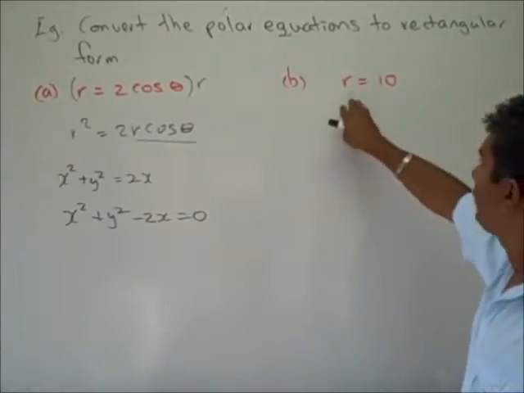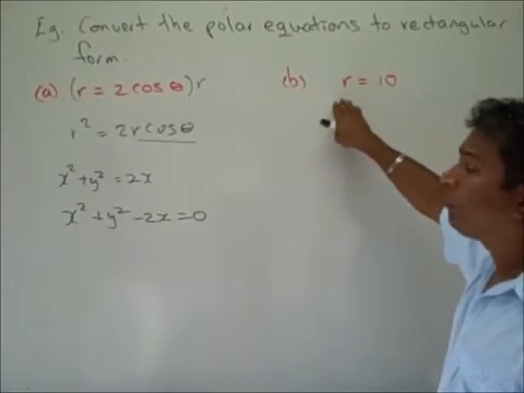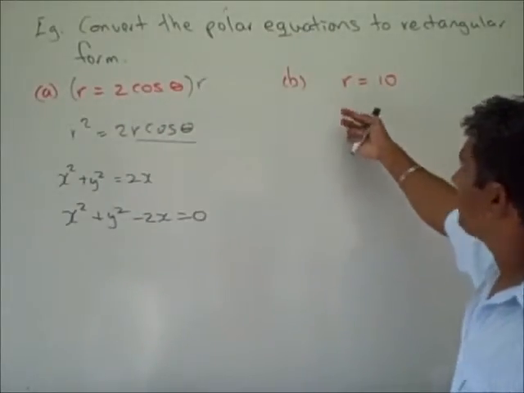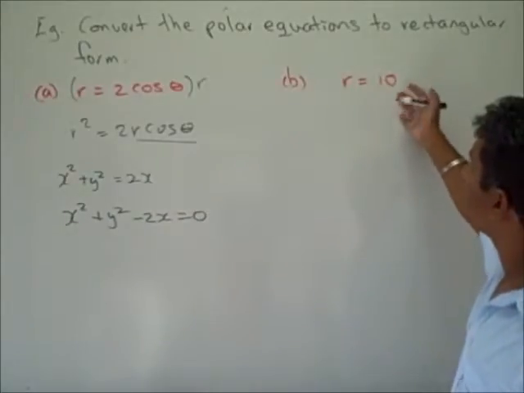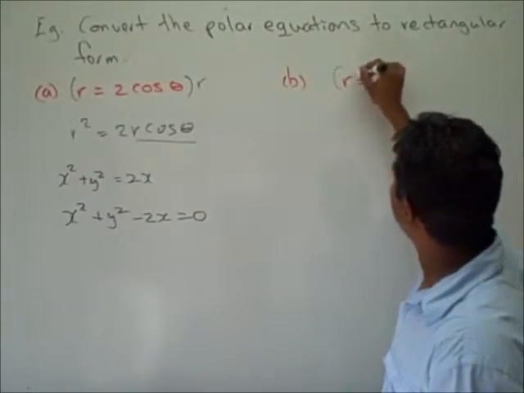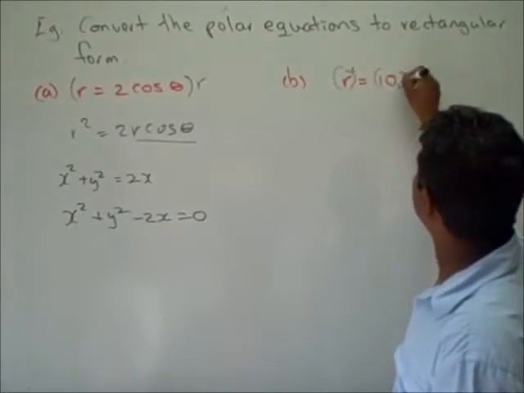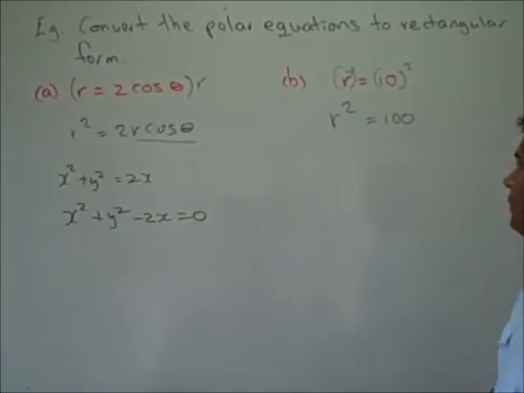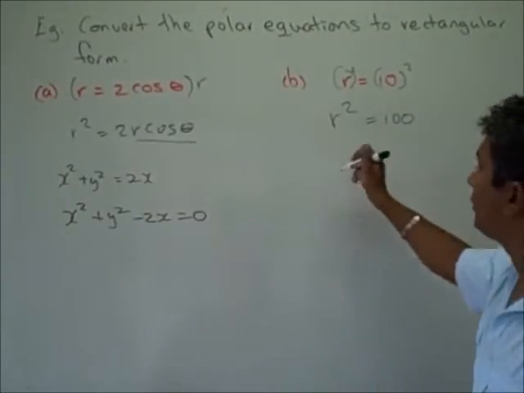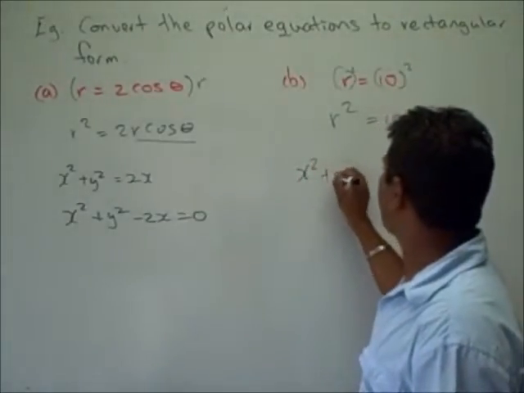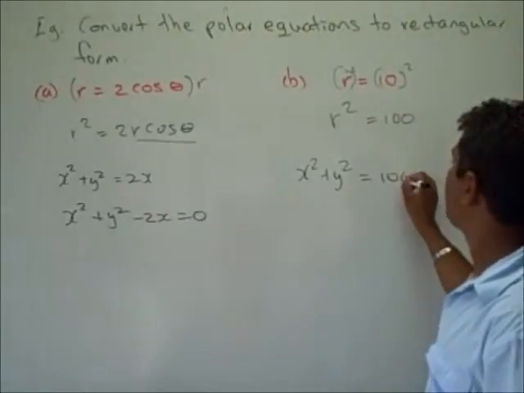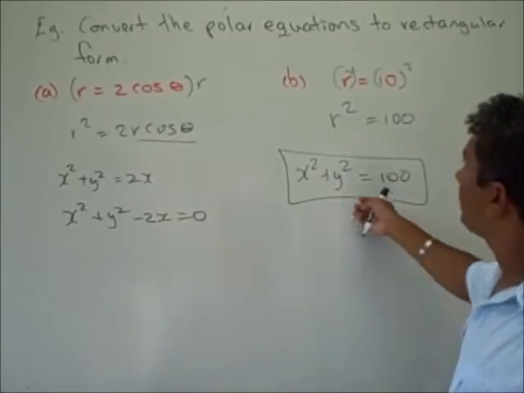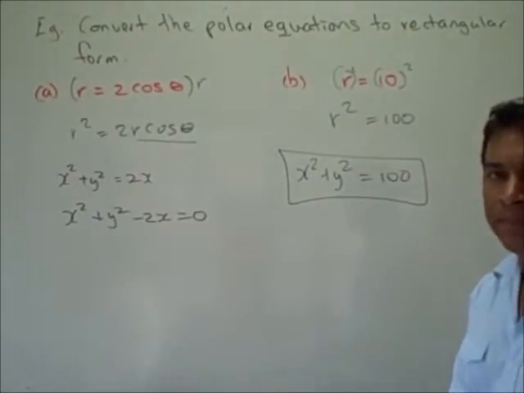To make this r squared, we could square each side of the equation. So instead of multiplying both sides by r, another option is to square both sides. So here if we square r and we square 10, this becomes r squared is equal to 100. Once again, we want r squared, which is equal to x squared plus y squared, which is equal to 100. So here we have our rectangular equation for this polar equation.